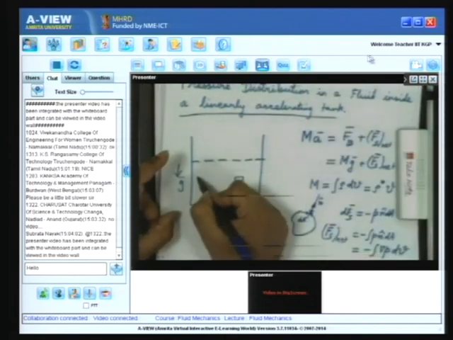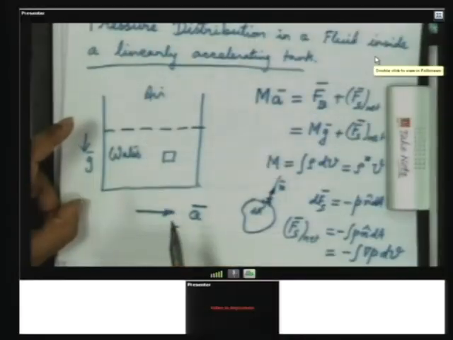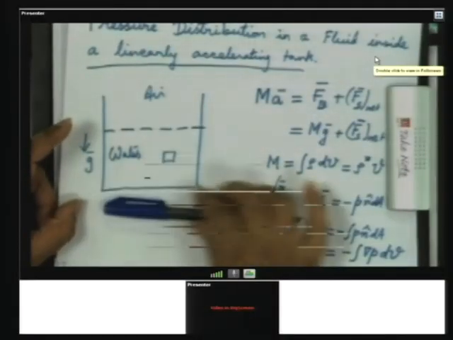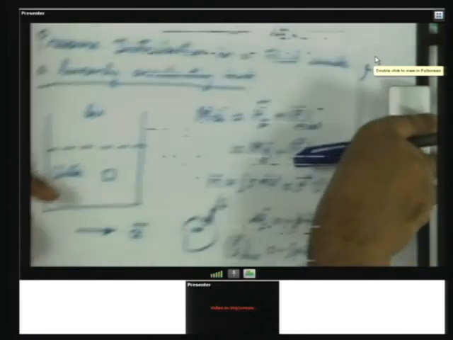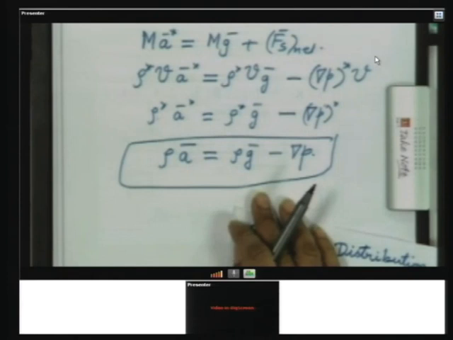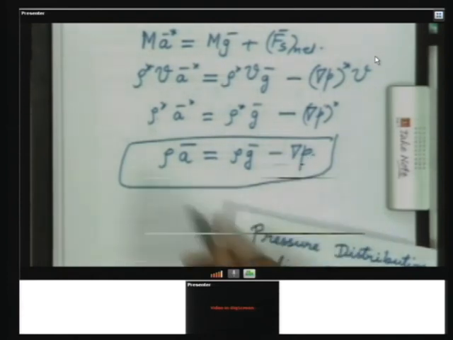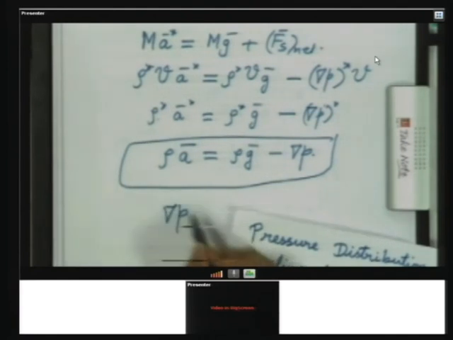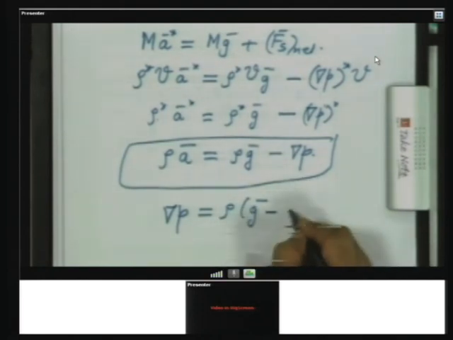So, you have, say, water here and air above. When the tank was at rest, this was the position of the surface. Now, the position of the surface is going to move, and you can predict the position by using this equation. So, this equation I can write in the form grad p is equal to rho times (g minus a).